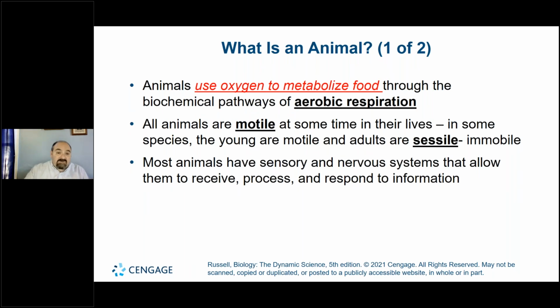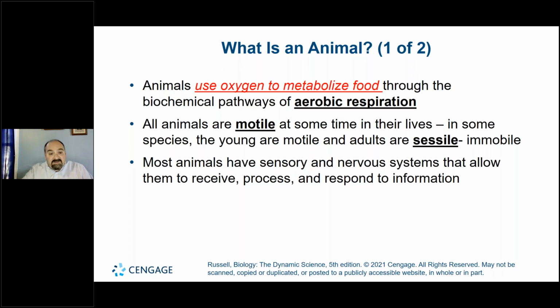You'll see here that animals use oxygen to metabolize food. We would say the metabolic process that takes place is aerobic respiration, so the need for oxygen in order to produce ATP and other energy compounds that are necessary for cell life and for the processing of nutrients. All animals are motile at some time in their lives. This is important, because we're going to see some organisms that are animals that are sessile, immobile, but that's in their adult stage.